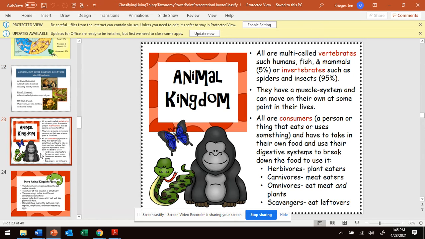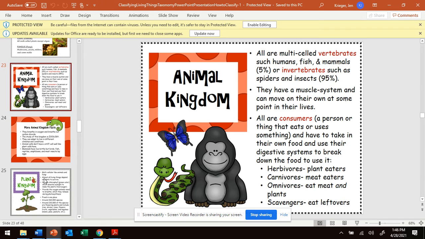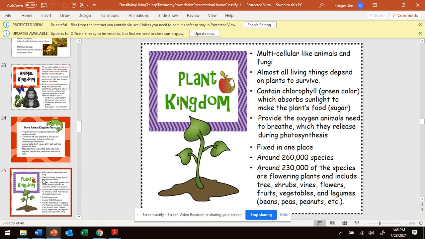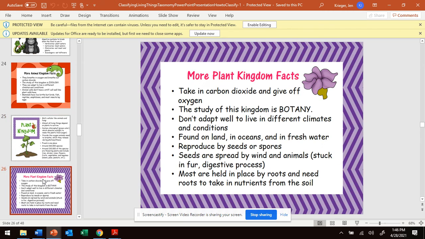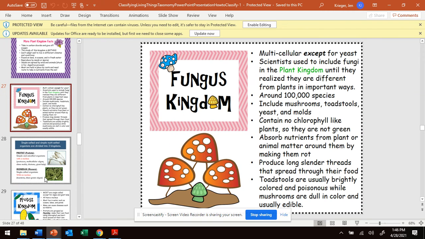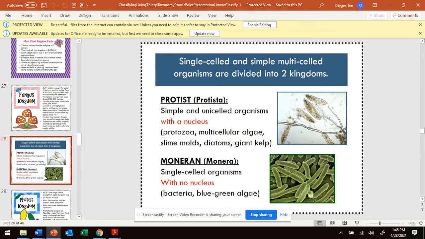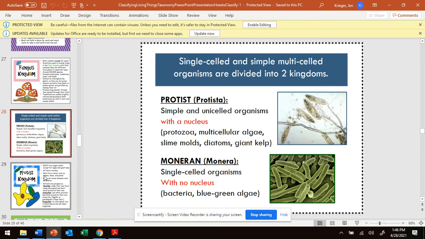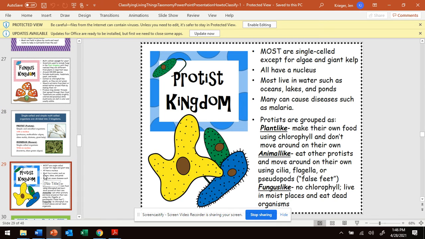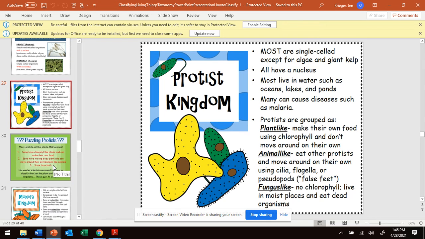So, we've got the animal kingdom, and then they can keep breaking it down. Then we've got the plant kingdom. Then we've got the fungus. We've got protists and monera. Okay. So we don't need to know in 5th grade specifics about each kingdom. Okay.